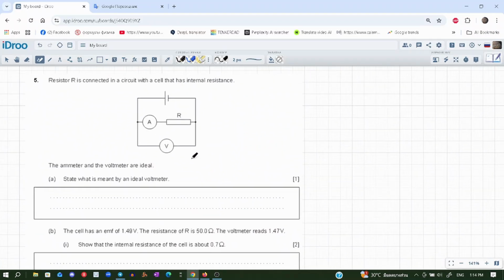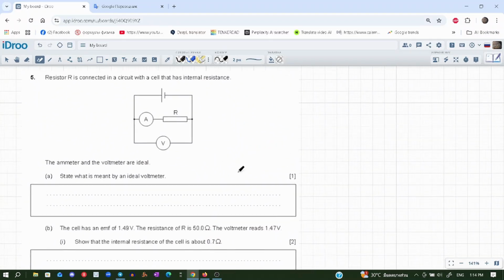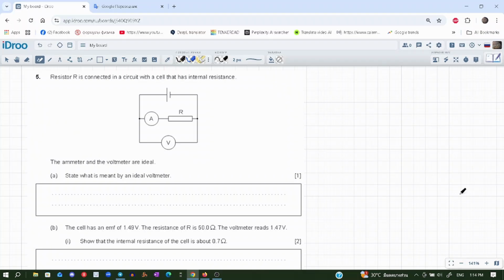Number 5. Resistor R is connected in a circuit with a cell that has internal resistance. The ammeter and the voltmeter are ideal. State what is meant by an ideal voltmeter. It means that this voltmeter has resistance that goes to infinity.